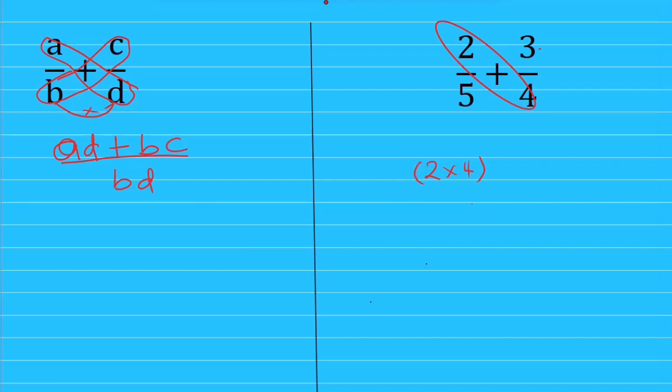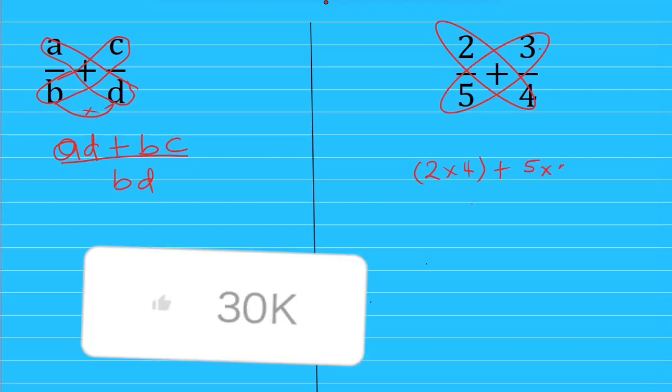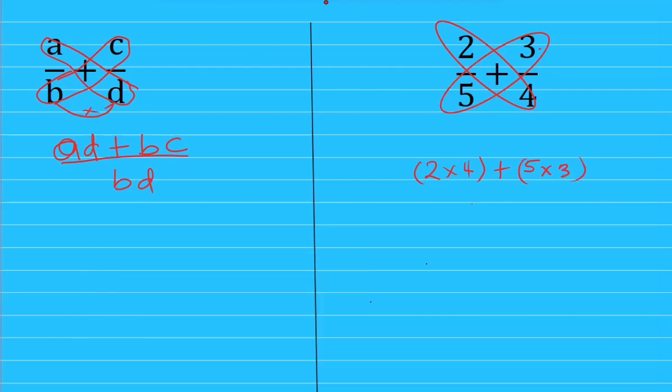Let me put this one in the bracket. And then we bring in our plus sign and multiply the other diagonal, 5 and 3, which will give us 5 times 3. Okay, and then when we are done, we multiply the denominators 5 and 4. We multiply them to get 20. Just 5 times 4.